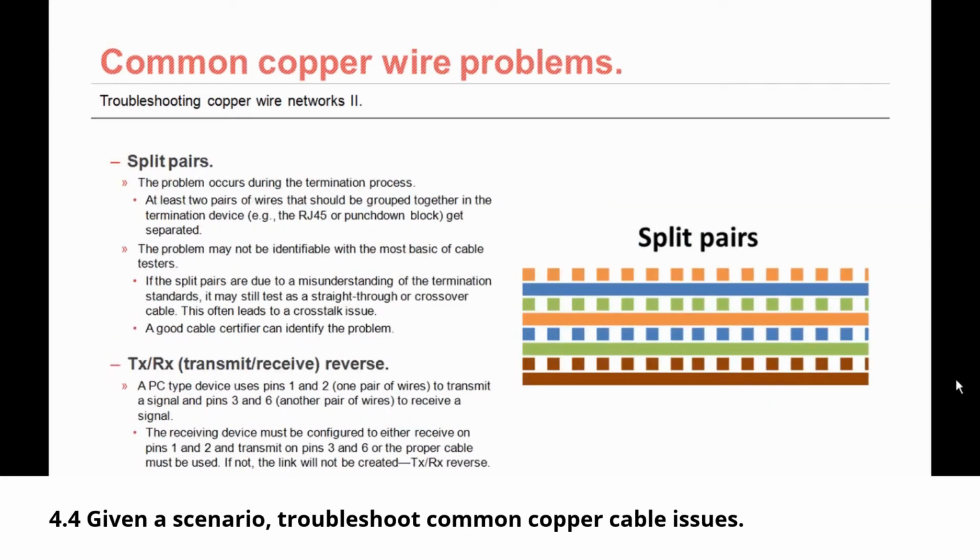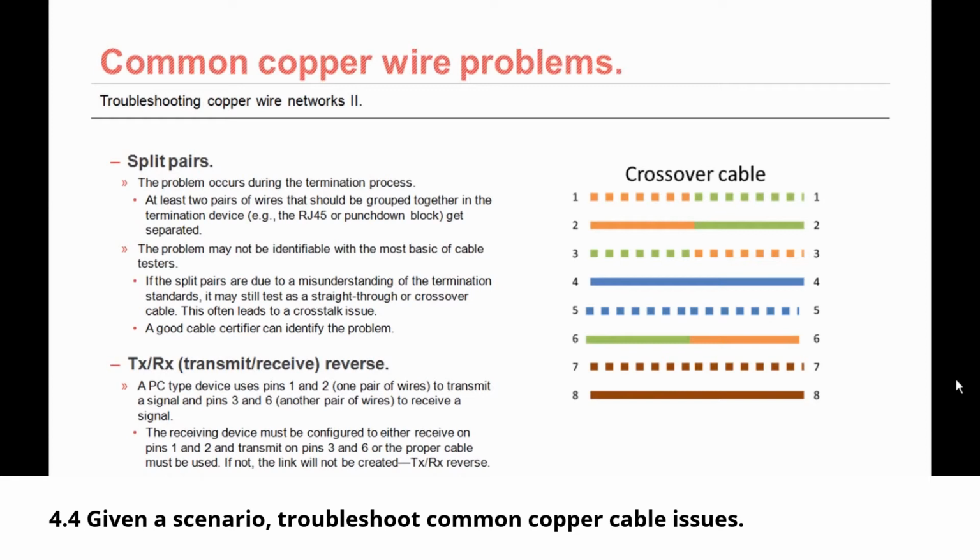When creating your own cables, you may end up with split pairs. The problem occurs during the termination process. At least two pairs of wires that should be grouped together in the termination device get separated. The problem may not be identified with the most basic of cable testers. They will still test as having continuity from end to end. If the split pairs are due to a misunderstanding of the termination standards, it may still test as a straight-through or crossover cable. This often leads to a crosstalk issue. A good cable certifier will always identify the problem.